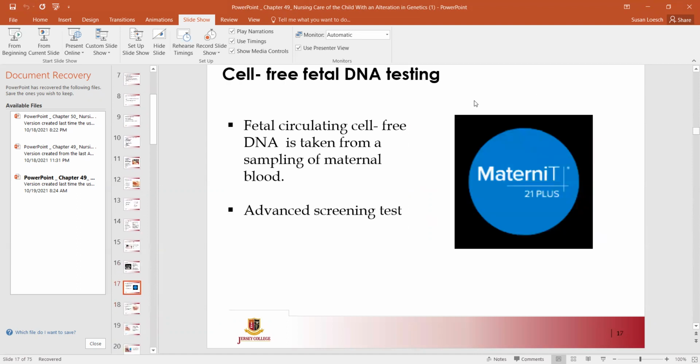The cell-free fetal DNA testing, where we're looking at the DNA taken from the sampling of the maternal blood. This is an advanced screening test, usually only done on those high-risk pregnancies. Can be done as early as 10 weeks with results in a week. Not recommended for low-risk pregnancies, and positive results require more invasive testing.